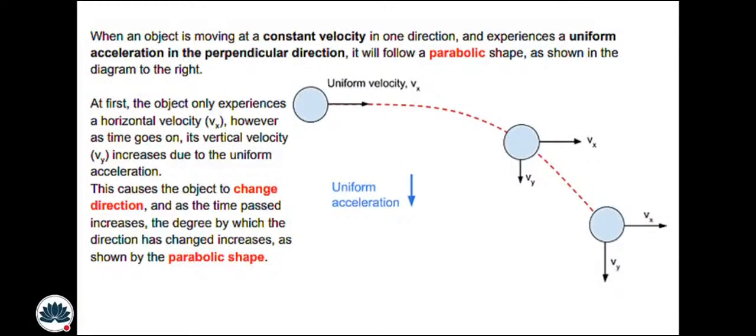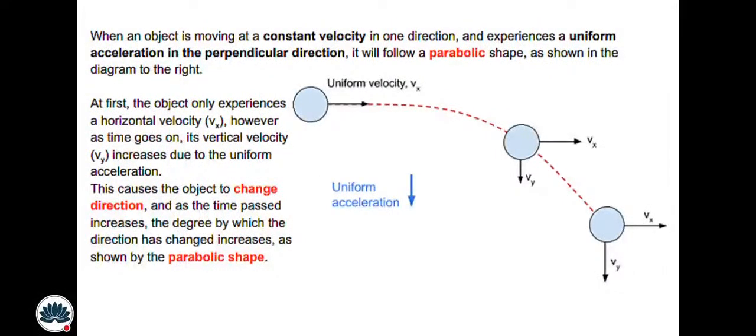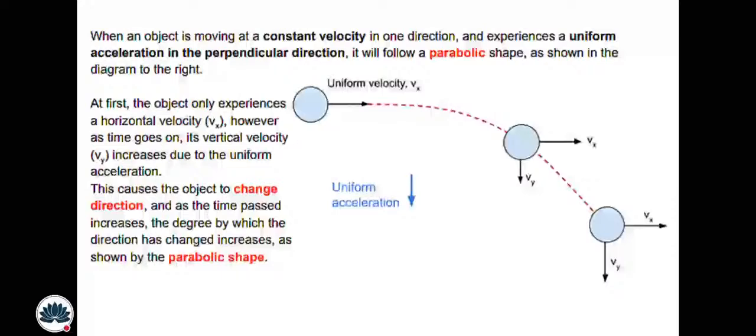It means that at the first ball, the Vx, or the horizontal velocity, is uniform, which means that it is constant. As it moves downwards, the vertical velocity increases, and as the ball moves lower, the velocity must also increase. This causes the object to change direction, and as the time passed increases, the degree by which the direction has changed increases, as shown by the parabolic shape.